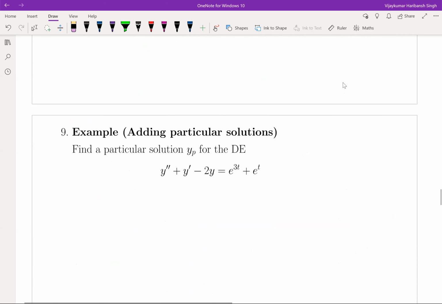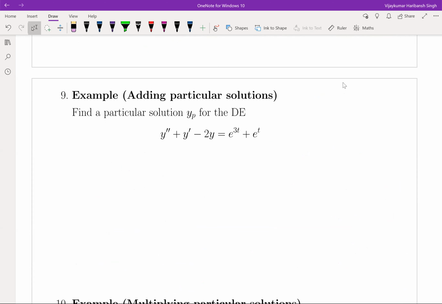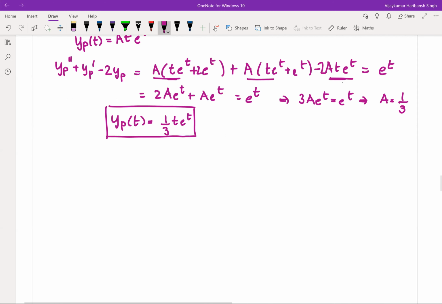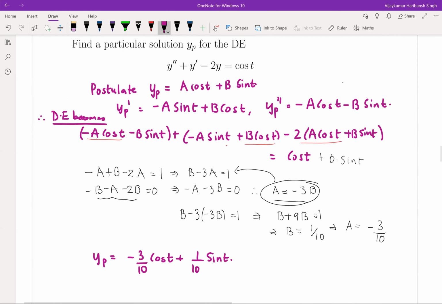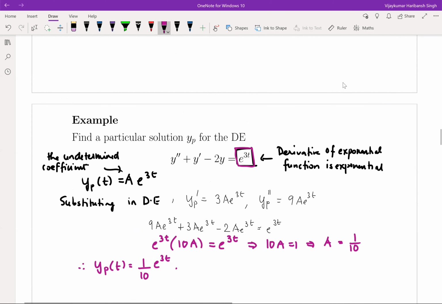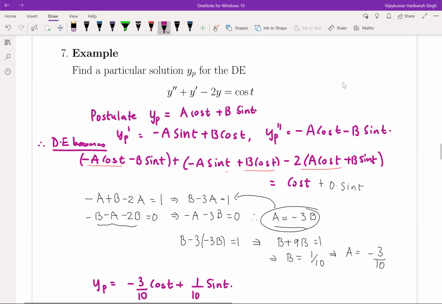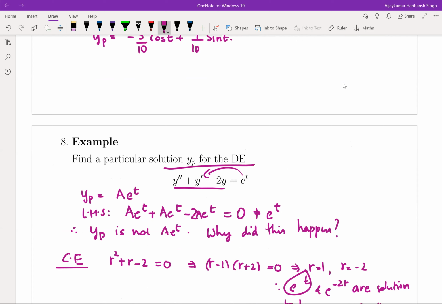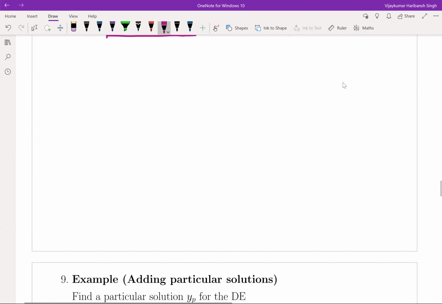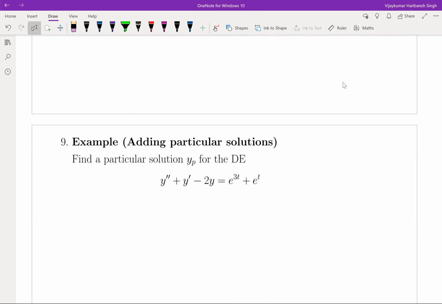Now let's look at the following problem. Again, y double prime plus y prime minus 2y equals e to the power 3t plus e to the power t. Now separately they have been dealt with, all right? You have separately dealt with y double prime plus y prime minus 2y equals e to the power 3t, so this is dealt with here. And with e to the power t, you have dealt here. Now you want to add e to the power 3t plus e to the power t. Is there any way out?